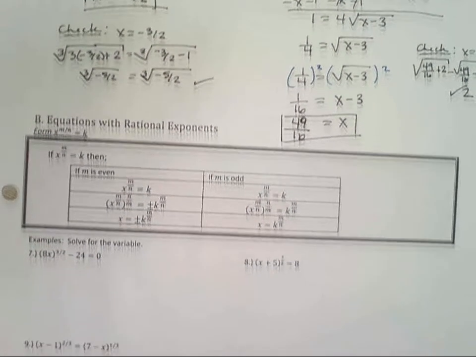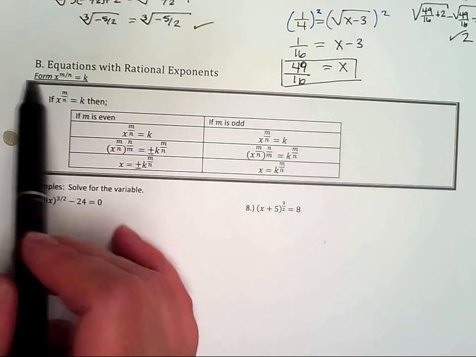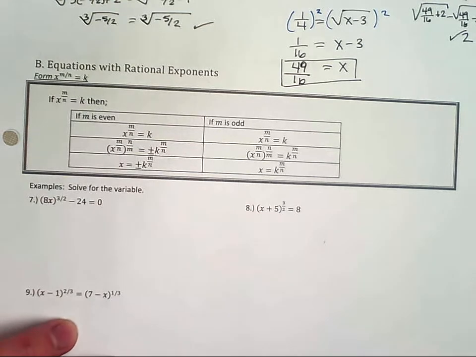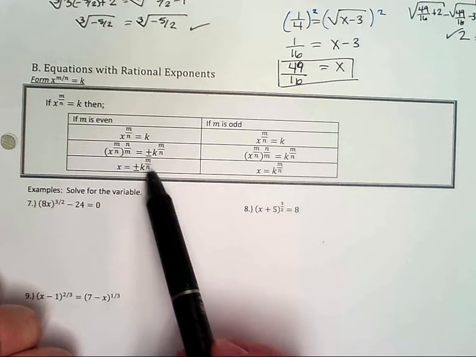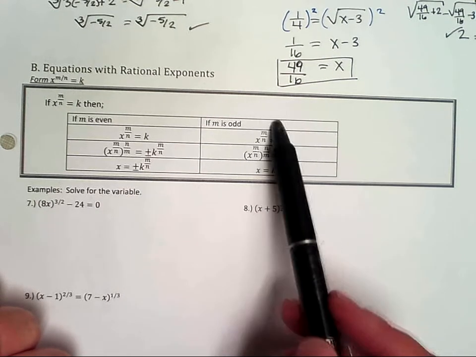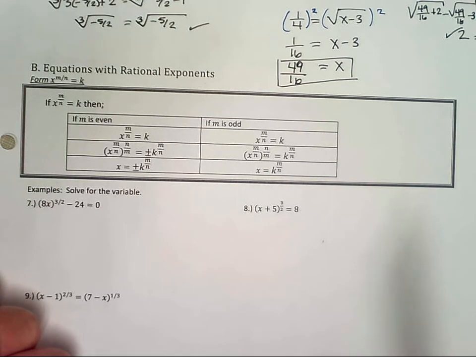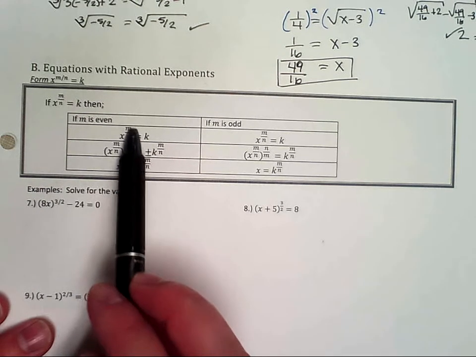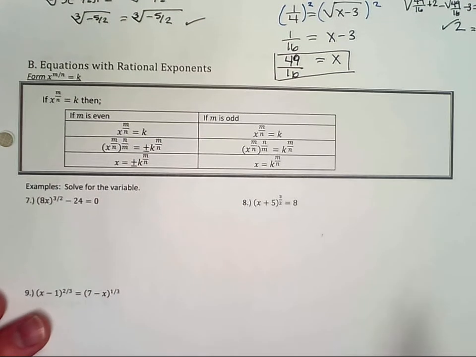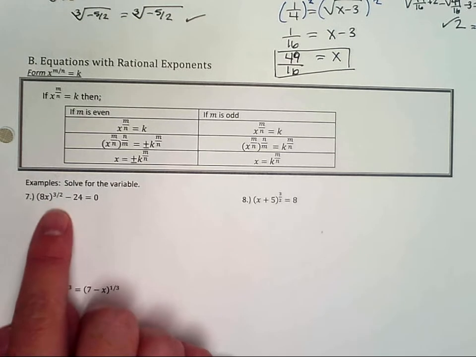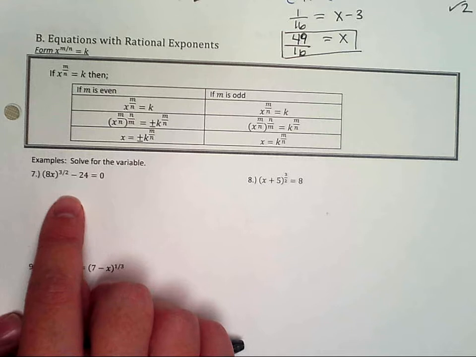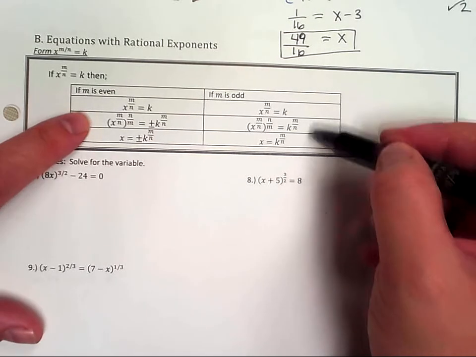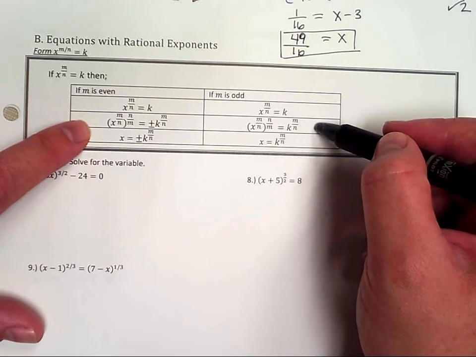All right. So part B is if I have something of the form x to the m over n equals k. So if m is even, then I end up with plus or minus. If m is odd, then I do not end up with plus or minus. Okay? So m is in the numerator of your power. So let's look at number 7. So see how the steps are the same? It just depends on if m is odd or even.